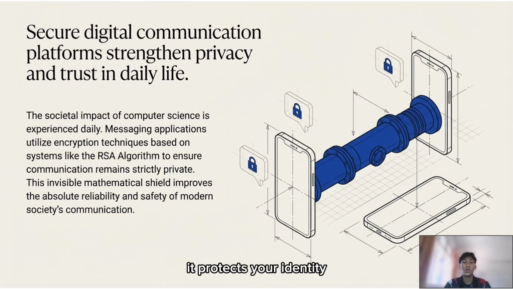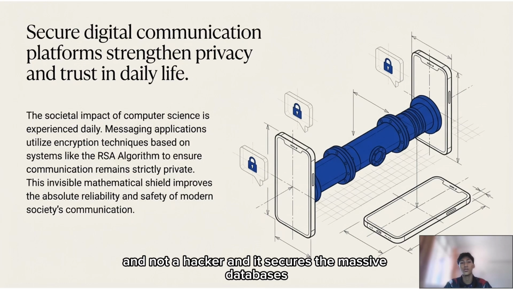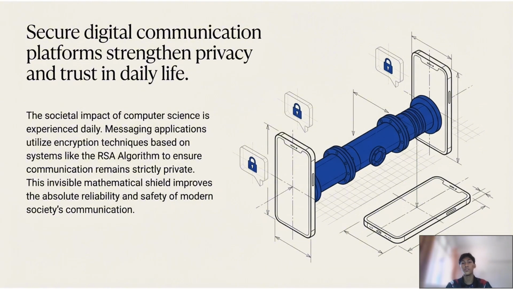It protects your identity. It verifies digital signatures so you know an email is actually from your boss and not a hacker. And it secures the massive databases that hold our collective human knowledge. In a world where data is as valuable as oil, these mathematical principles are the only things standing between a functioning society and total digital anarchy.